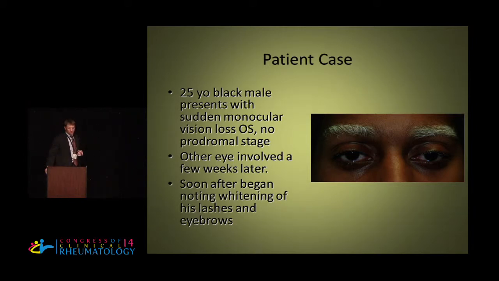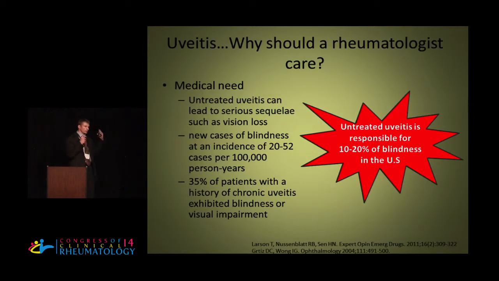It was a 25-year-old gentleman who was in the Air Force, actually, and he woke up one day basically with sudden vision loss in his left eye. Didn't have any prodromal symptoms. Obviously, it scared him. He went to the doctor. He ended up getting treated with high-dose steroids. Things calmed down, but once he tapered quickly down off the steroids that they had given him, his other eye was involved. And then, interestingly, shortly thereafter, again, he's 25 years old, his eyelashes and his eyebrows started whitening. I didn't show a picture of his hair, but he also started getting little gray streaks, so to speak, in his hair as well.